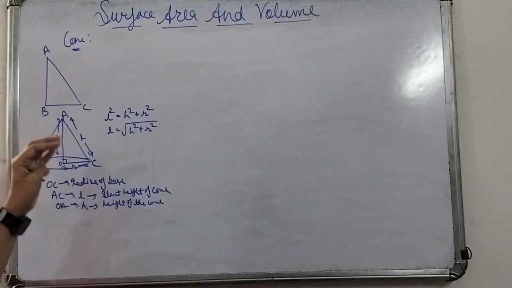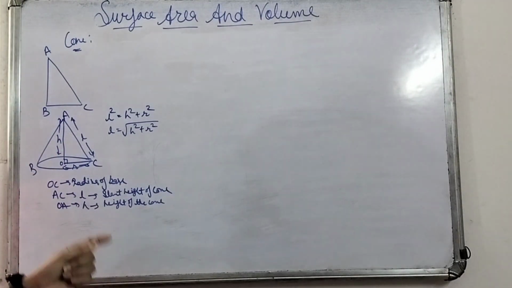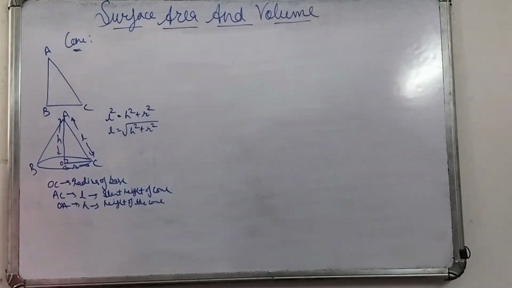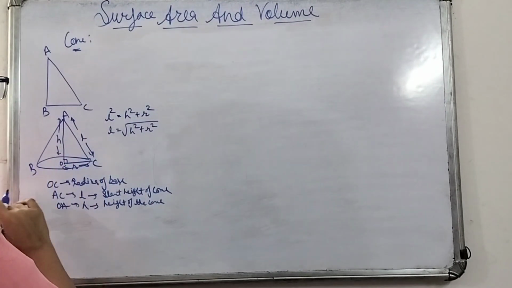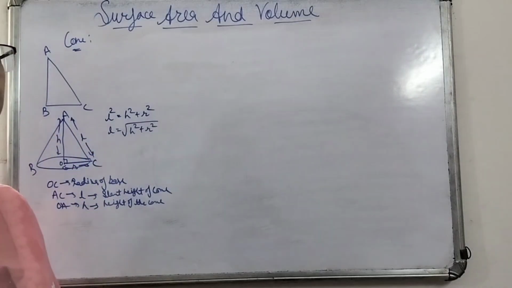So in this chapter we will be learning about the right circular cone only, where these will be at 90 degrees. L over here is the slant height, R is the radius of the base which is circular, and H is the height of the cone.